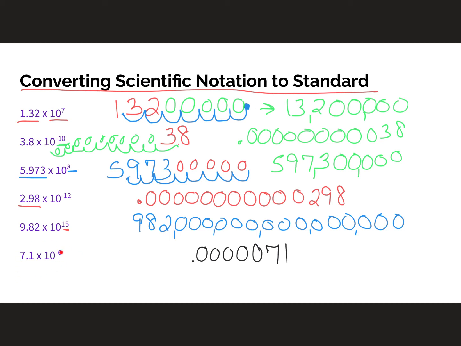And then the last one, again, it's a small number, so you've got negative point, and then you have 5 zeros, followed by 7, 1. Okay? So let's look one more time at the next ones.